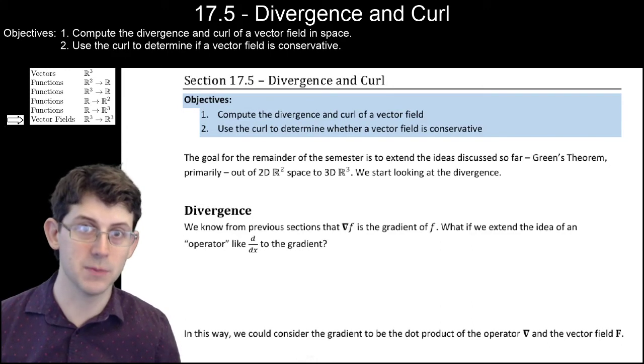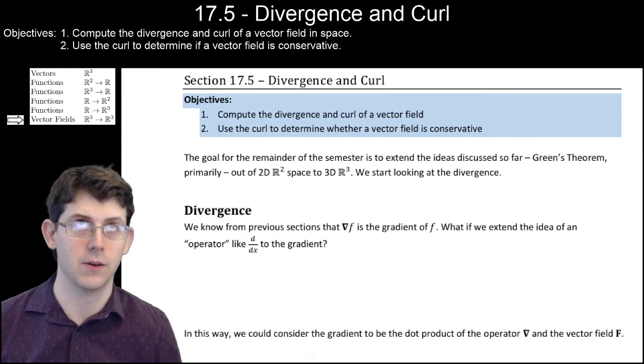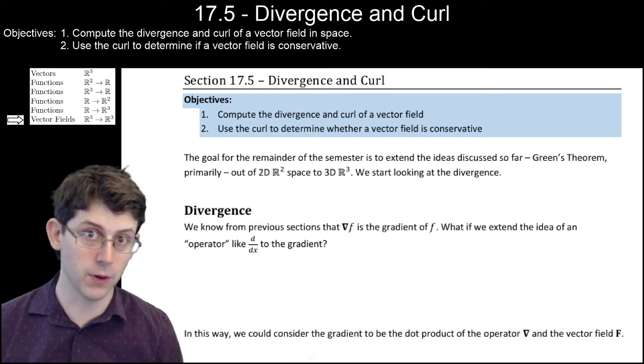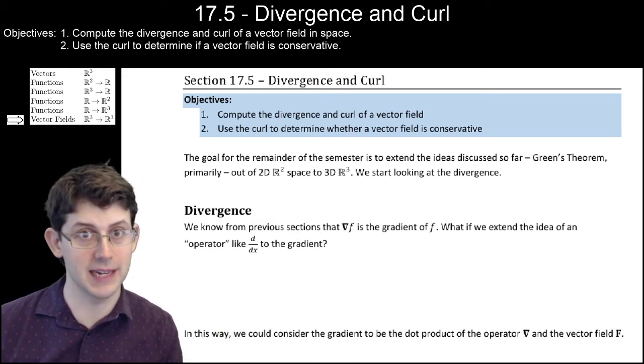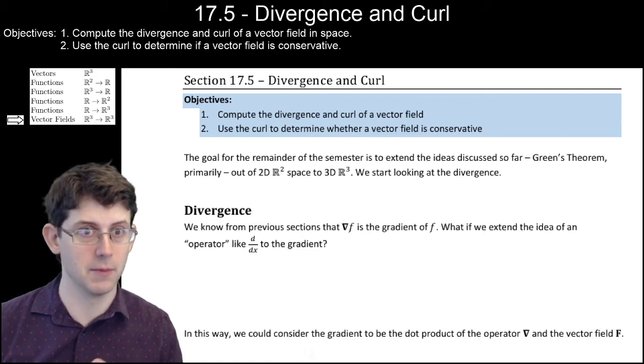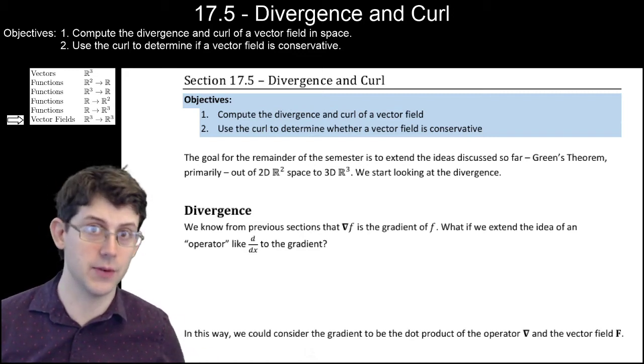This is section 17.5, Divergence and Curl. We just finished Green's theorem, which had two forms. One of the forms had the curl in 2 dimensions, and the other had the divergence in 2 dimensions. We're now going to get divergence and curl in 3 dimensions.